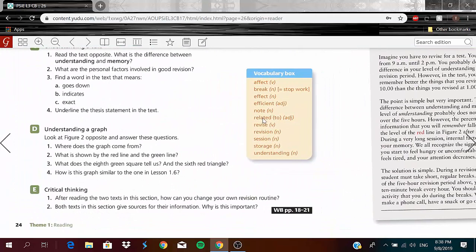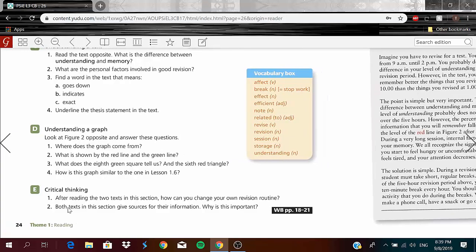Okay, so now let's go to the vocab box. Here we have affect, break, effect, efficient, note, related or related to, revise, revision, session, storage, understanding. Okay? So that was the vocab box.